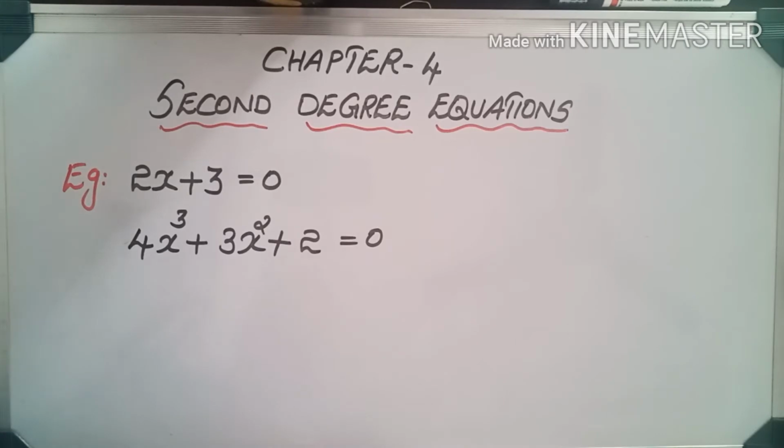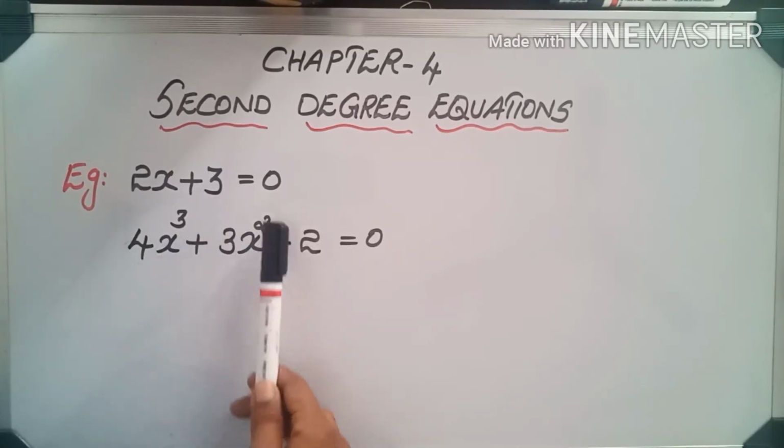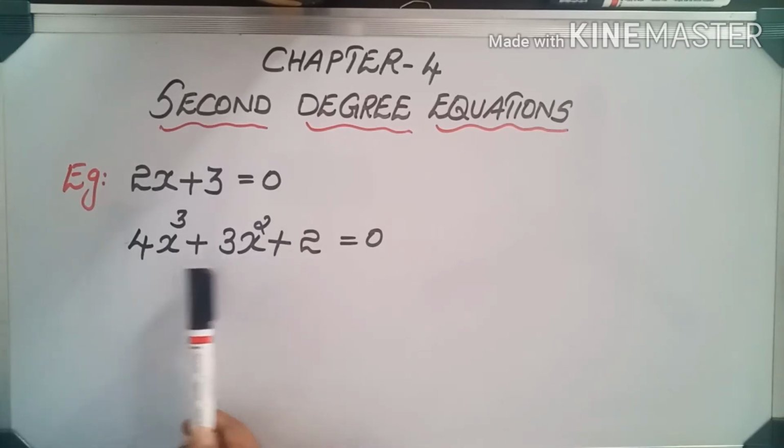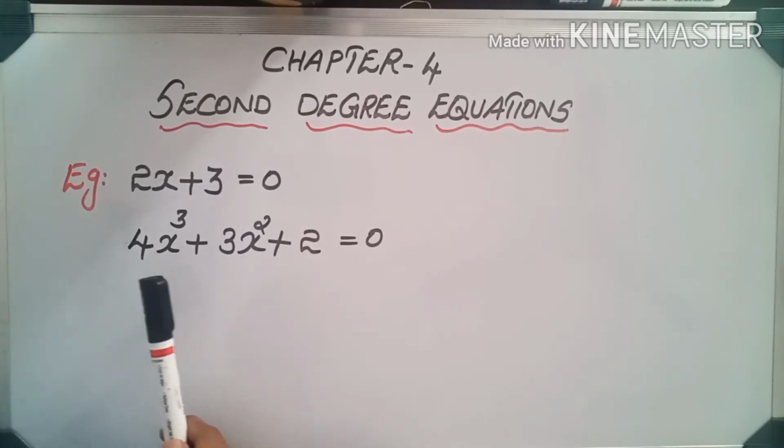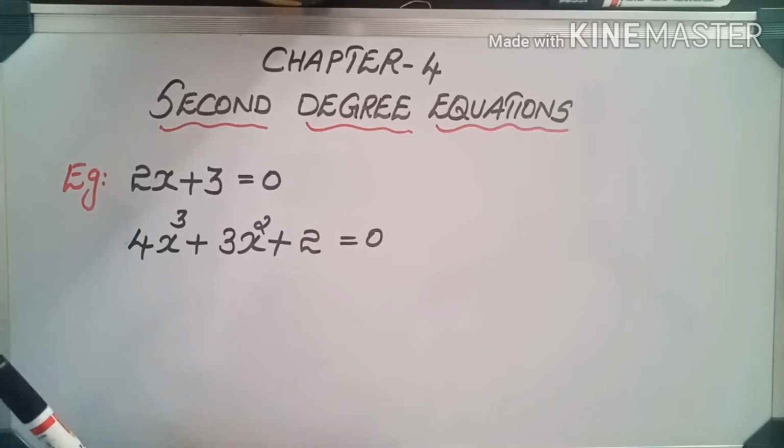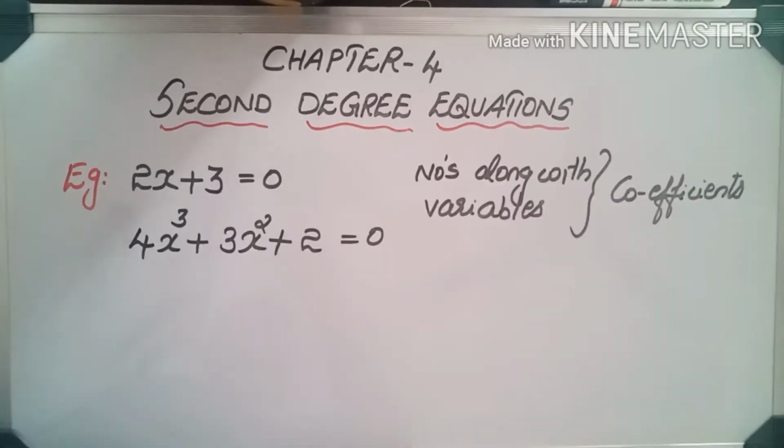Now in this equation you can see some numbers along with this variable. That means x cube is the first one. Along with the x cube, 4 is there. Then along with the x square, 3 is there. So these numbers, numbers along with the variable, are known as coefficients. So here coefficient of x cube equal to 4, then coefficient of x square equal to 3.